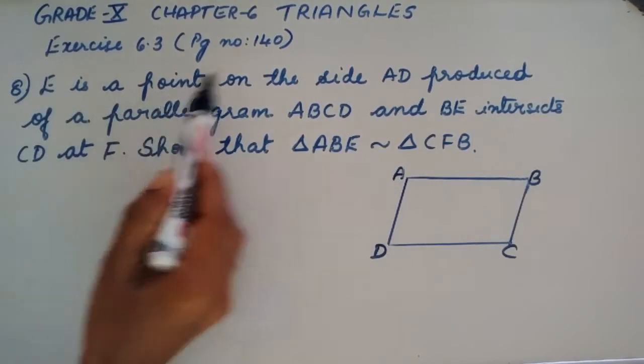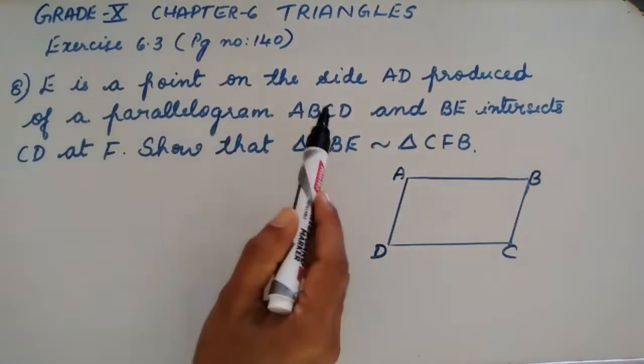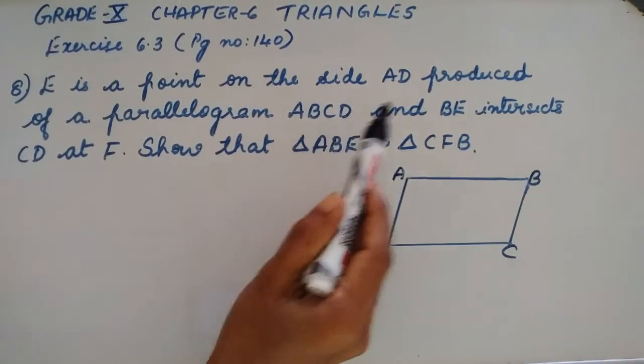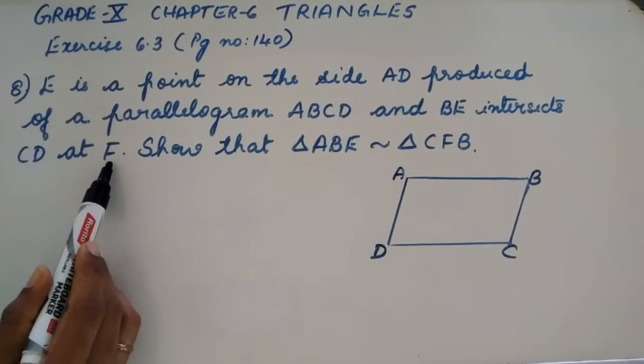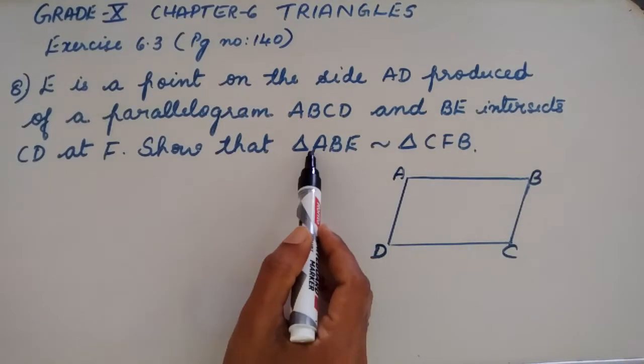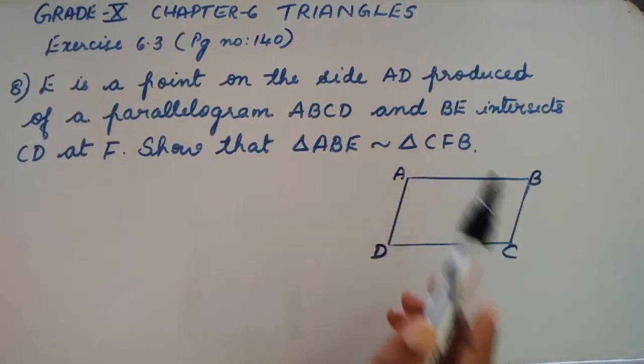E is a point on the side AD produced of a parallelogram ABCD and BE intersects CD at F. Show that triangle ABE is similar to triangle CFB.